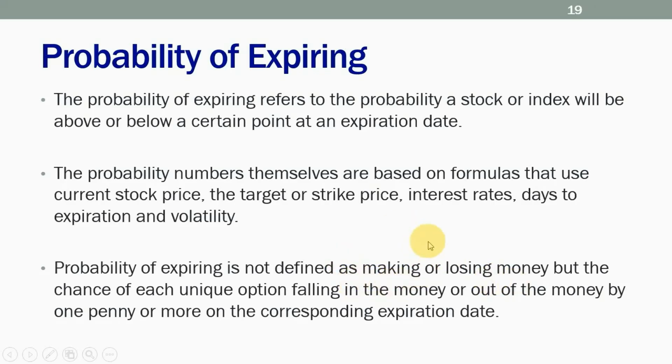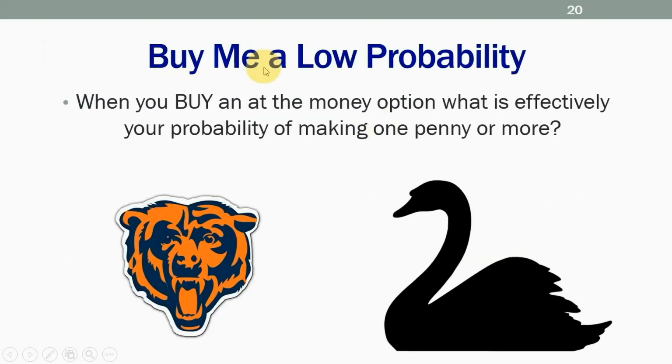Now, for those of you that do not live in the engineering underworld, this is what I call buy me a low probability. You'll understand what a black swan and the Bears logo mean here momentarily. When you buy an at-the-money option, what is effectively your probability of making 1 penny or more?